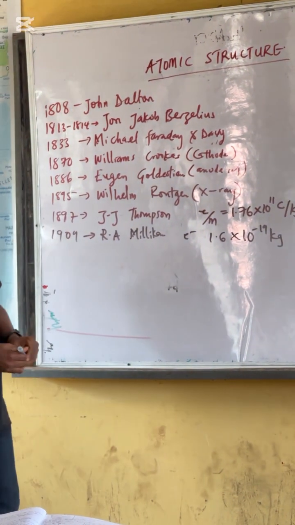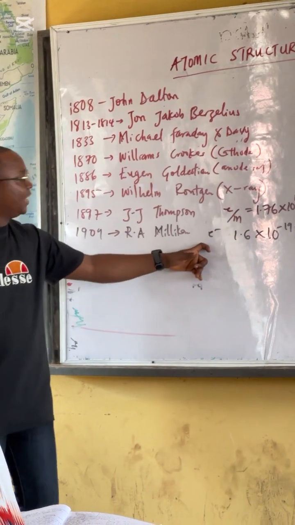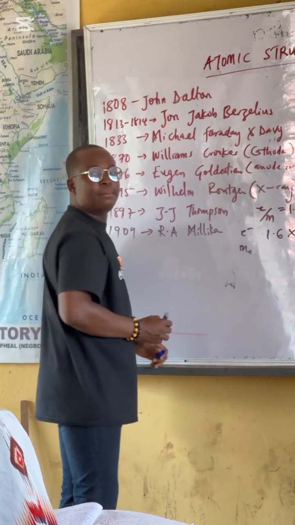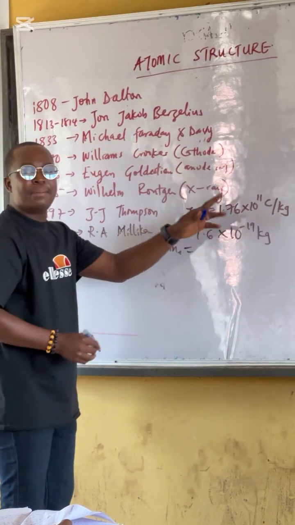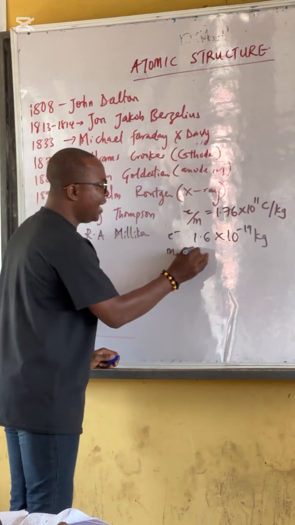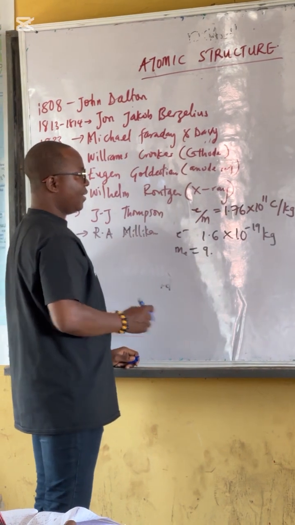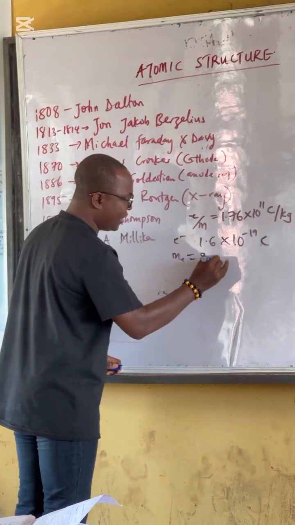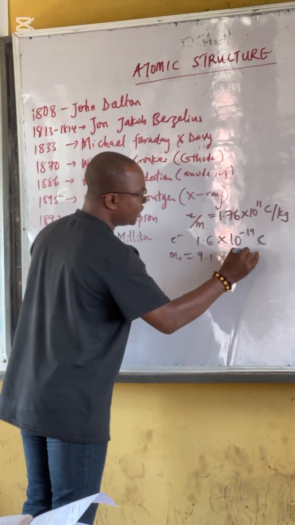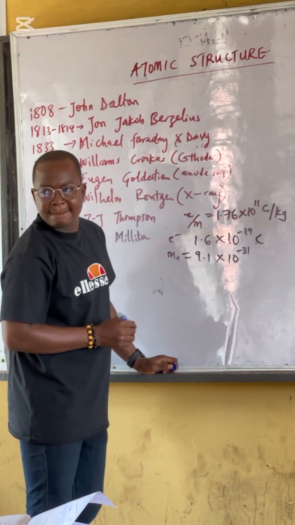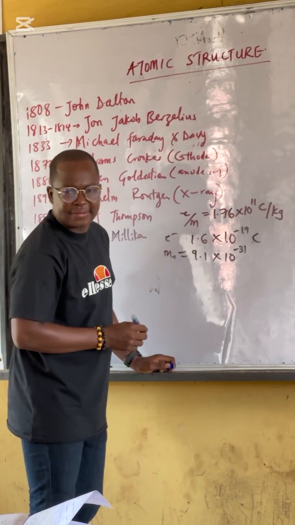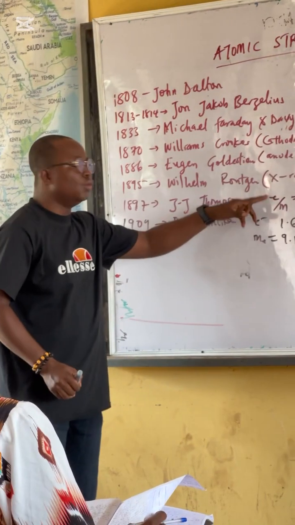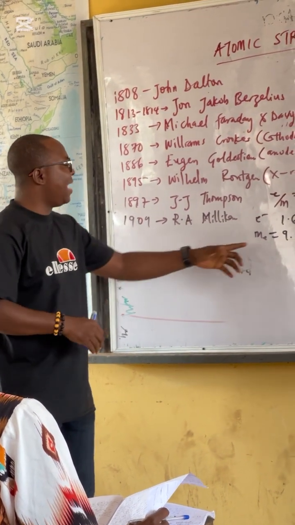By combination of what R.A. Millikan did and what J.J. Thomson did, we can determine the mass of the electron. By calculation, we obtain 9.1 times 10 raised to power minus 31 kilogram. Okay, the charge is in coulomb, thank you. So by combining these two, that is how we obtain the mass of the electron.